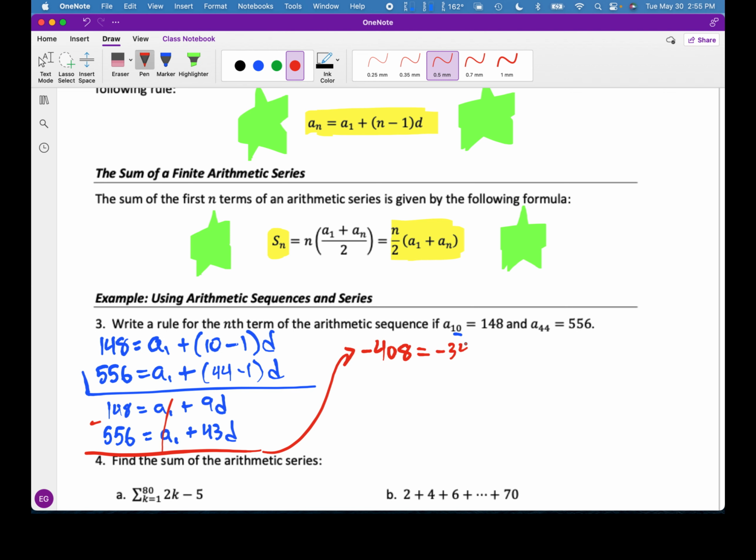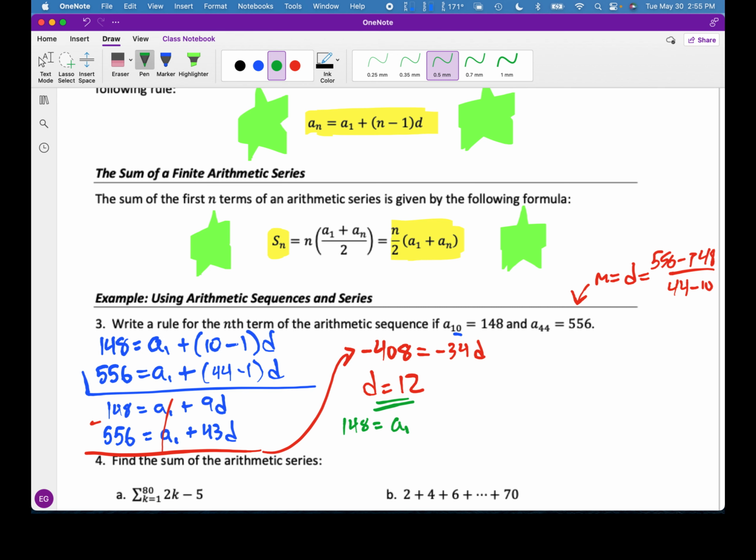I'm going to get negative 34d, and then I'm going to do 408 divided by the negative 34 to get that the common difference is 12. Now, friendly reminder that you can also do this when using slopes, where we basically would do 556 minus 148 all over 44 minus 10, and you're also going to get this same value. Once we have this, we're going to plug it into one of the two equations there.